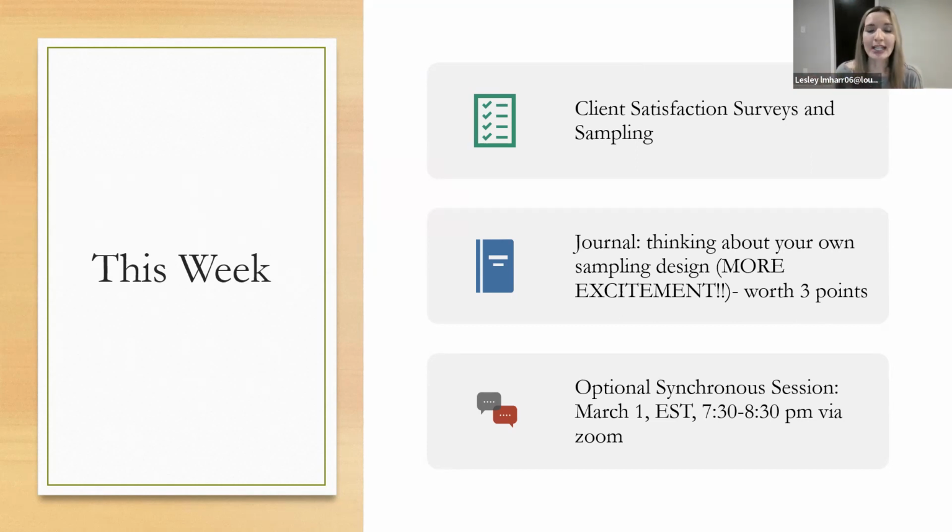So our journal is designed to help you think more about what kind of sampling would be right for you and what your sampling frame, i.e. the people that you are going to include in your sampling, what that looks like.